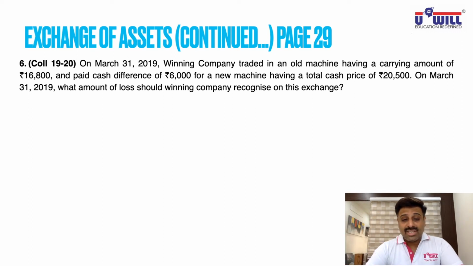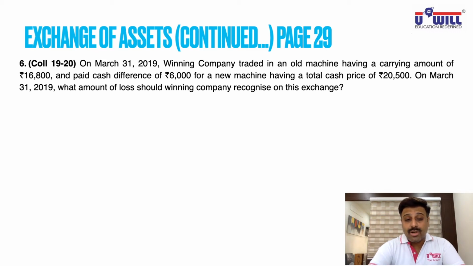You are giving cash 6,000 and your old machine also 16,800. It is going to increase your economic benefits. So it has commercial substance also, and the fair value of the new machine, 20,500, is also ascertainable. So we will record the new machine at 20,500. Now against that what you are giving, 16,800 plus 6,000, is 22,800.